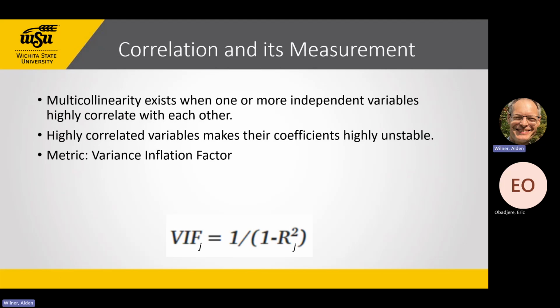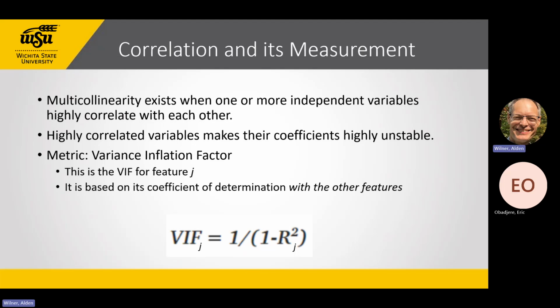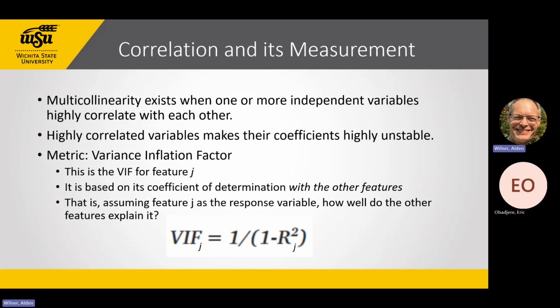whatever that feature is. Variance inflation factor for that feature tells us how much it would be explained if it was the response variable. So if we tried to run a linear regression on this particular feature, how well would we be able to predict that variable using the other variables in our model? So it's basically what the VIF is trying to show us. It's based on the coefficient of determination with the other features here, right?